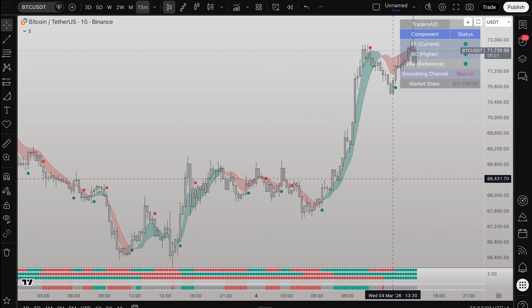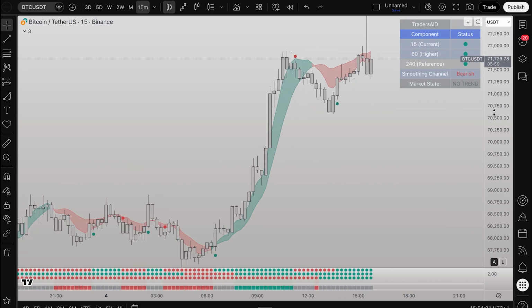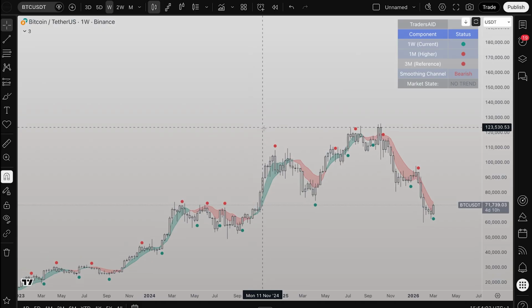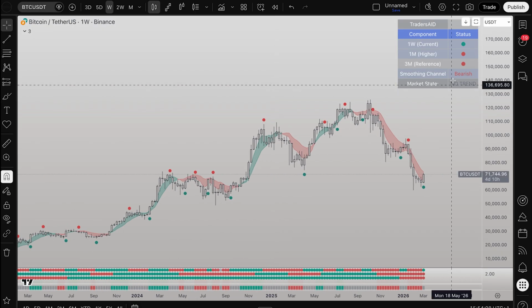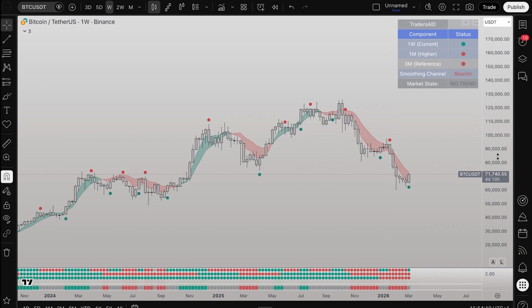So the real question is, how do we avoid that? In this video, we'll talk about a simple shift in perspective that can make chart reading much clearer and how trend stability and Trader's Aid helps you see when the bigger picture is actually aligned.